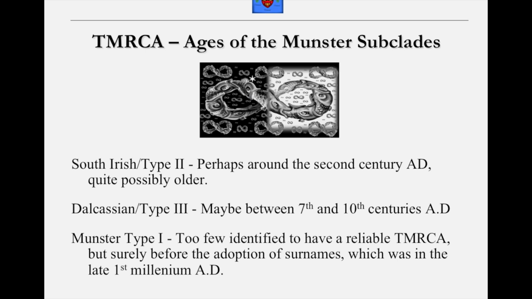With the Munster type 1, that's a bit more difficult because we have so few that we have clearly identified to be L362. So we can't really gauge at this stage with any kind of surety how old it might be. But because of the variation in surnames, it probably has to be before surnames develop, which would be before the 1st millennium. So have we reached our goals?